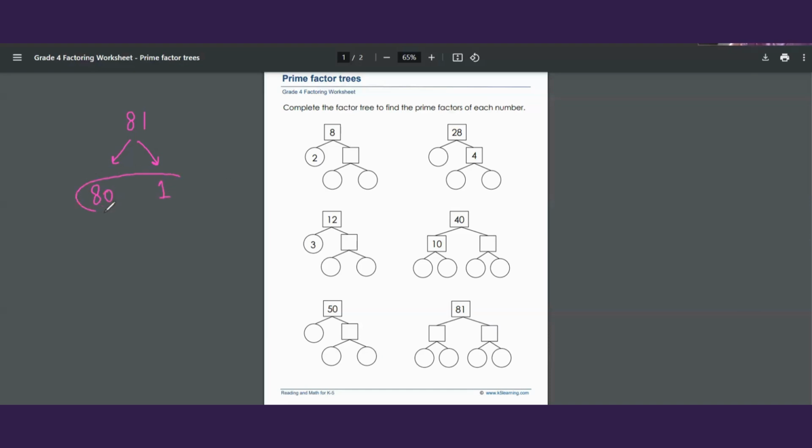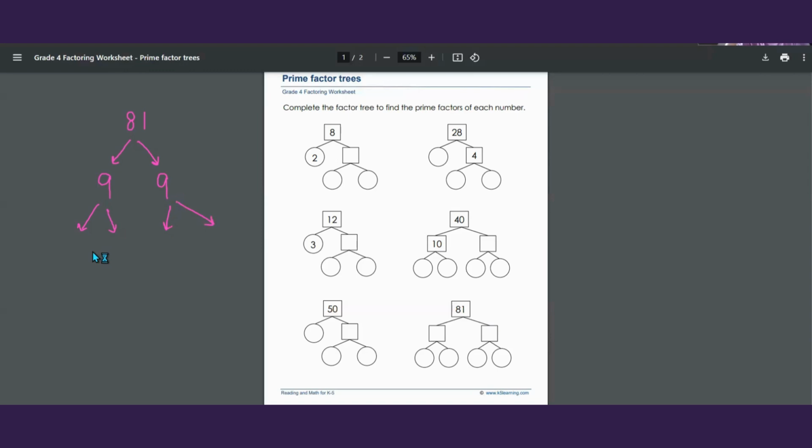This cannot be the pair you need here because 1 is not a prime number. So you cannot take 1. You will have to tell me some other factors. We are not adding, we need to multiply the numbers. 9 times 9 is 81. Then you break 9.